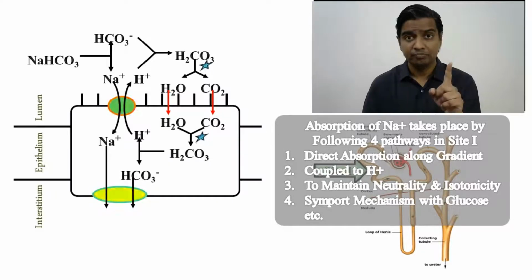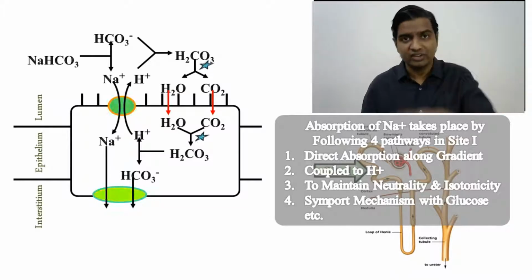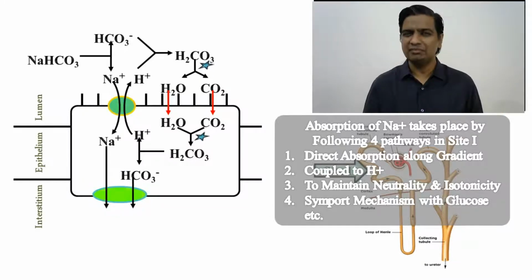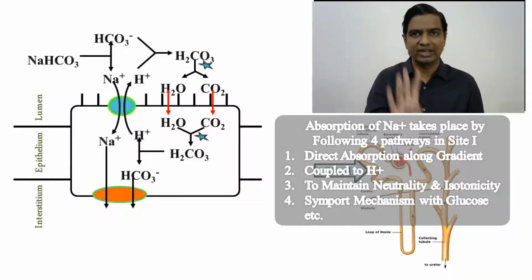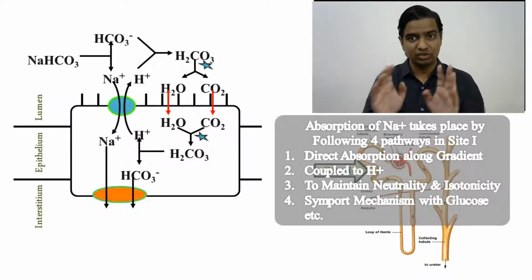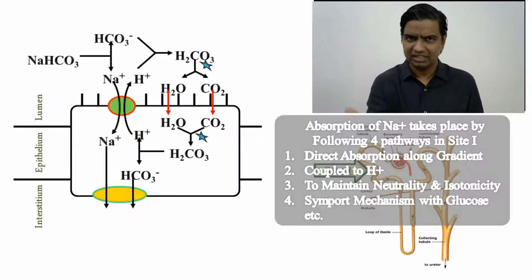Now remember, when the same ion is absorbed by 4 different ways, it's very difficult to make a medicine that blocks 4 different pathways, right? And that's the reason why we do not have any medicine that can work on site 1, on all these 4 different pathways of Na+ reabsorption. Easy, right?